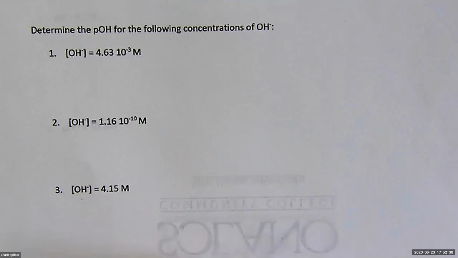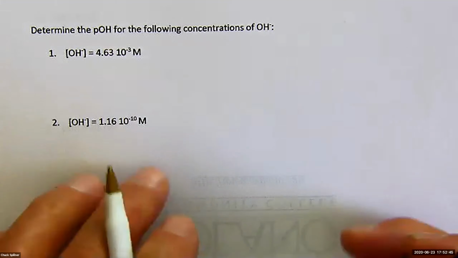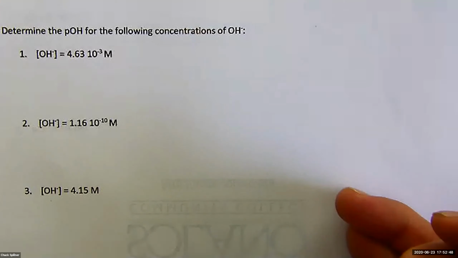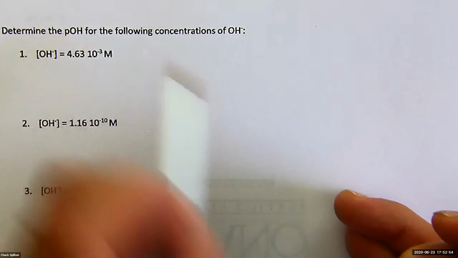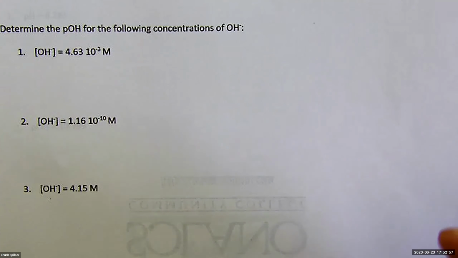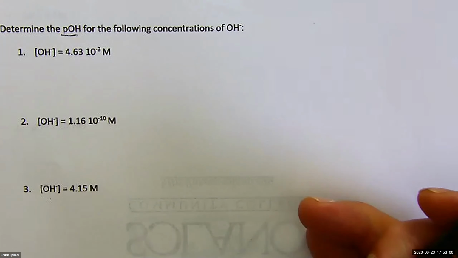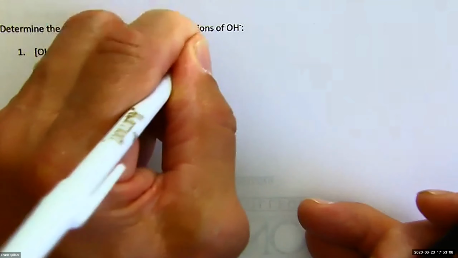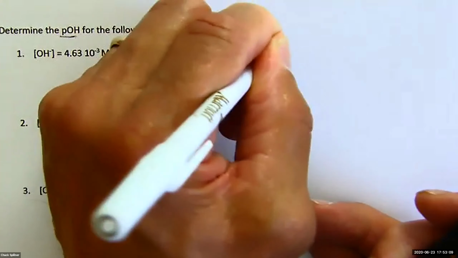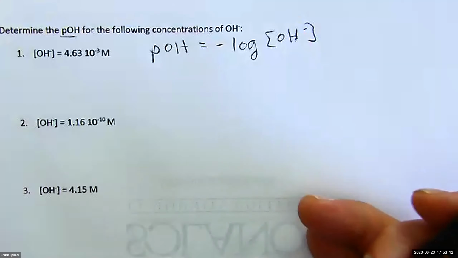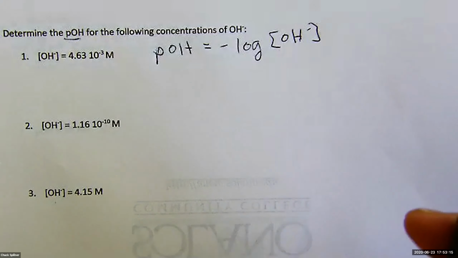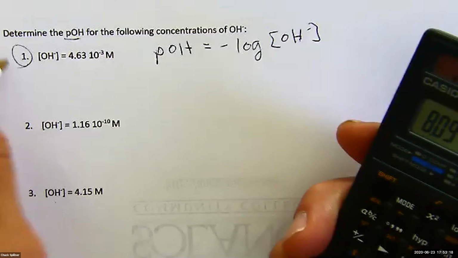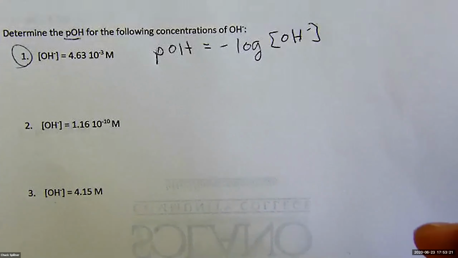So let's determine the pH for the following concentration of hydroxide. There's a couple ways we can do that. Let's see, find the pH for the following concentration of hydroxide. Oh, determine the pOH. Okay, so that's the same thing, determine the pOH. So pOH is going to equal minus the log of hydroxide ion concentration. I'll do number 1, and you do the other ones. Also decide if it's acidic or basic.